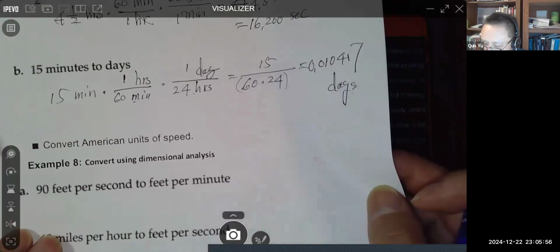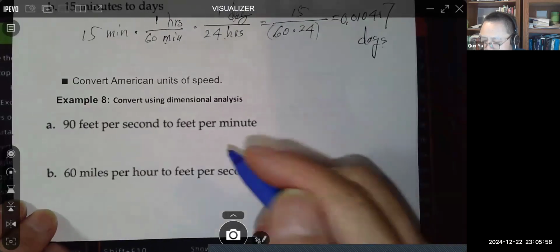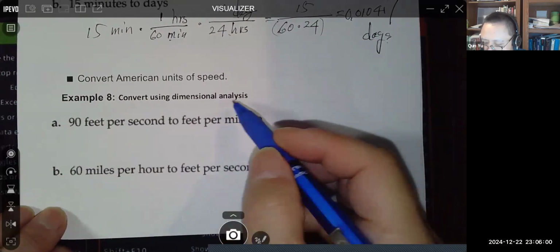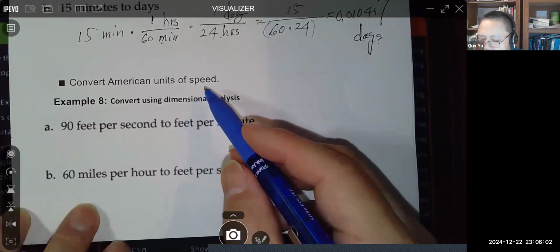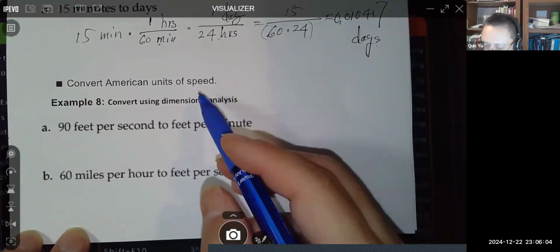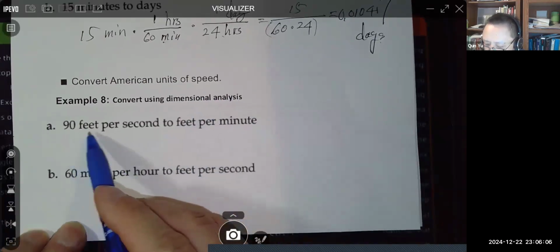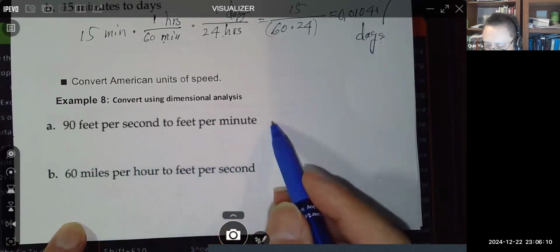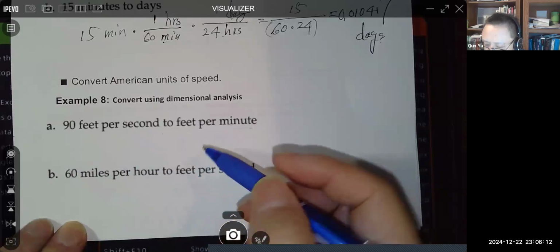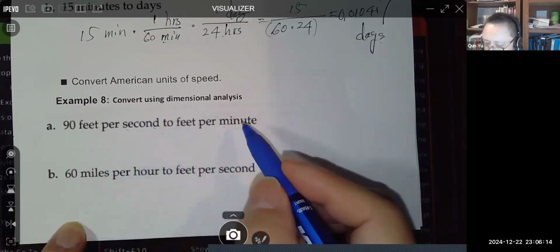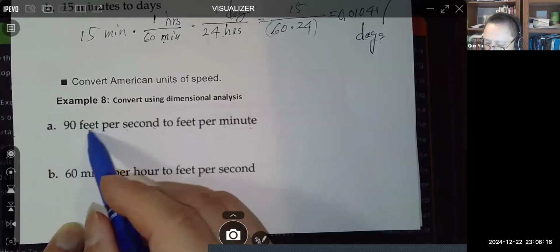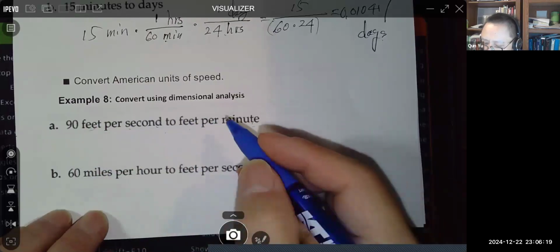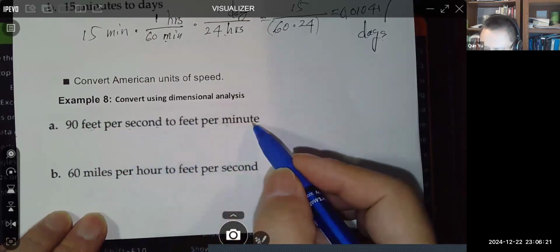Now the last examples here, also convert time, but the time is embedded in speed. 90 feet per second to feet per minute. So this is per second, this is per minute. Otherwise, the length still has the same unit. So we just need to convert from second to minute, in other words.